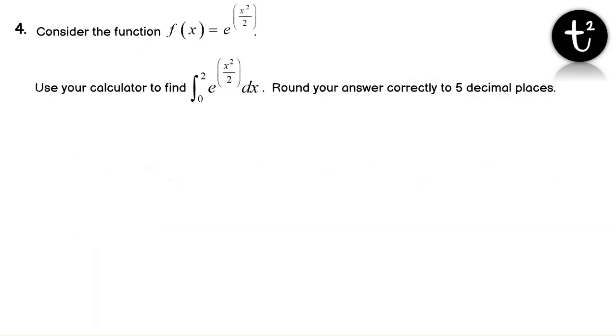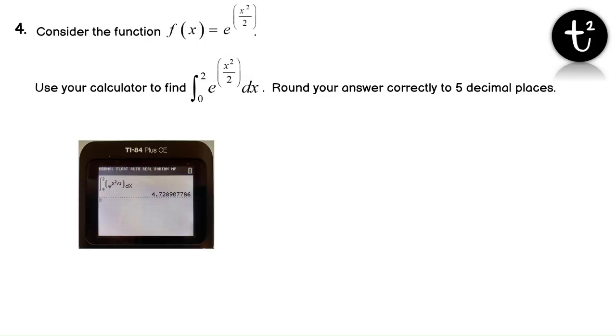All right, in part 4, we're asking you to simply use your calculator to evaluate this integral so that we could have some value for comparison. When I evaluate on my TI-84, I get that the integral value is 4.7289077786. So the only thing for me to do is just to round that value to 5 decimal places. I get 4.72891.